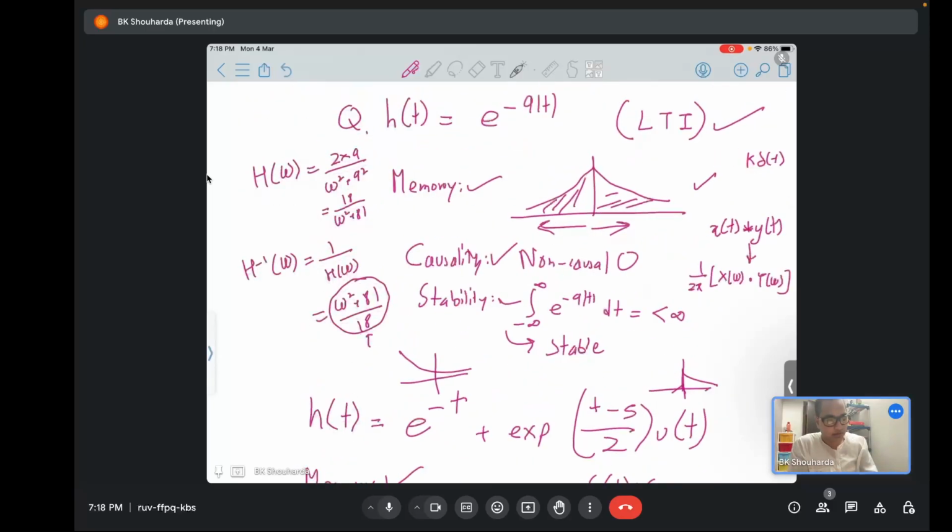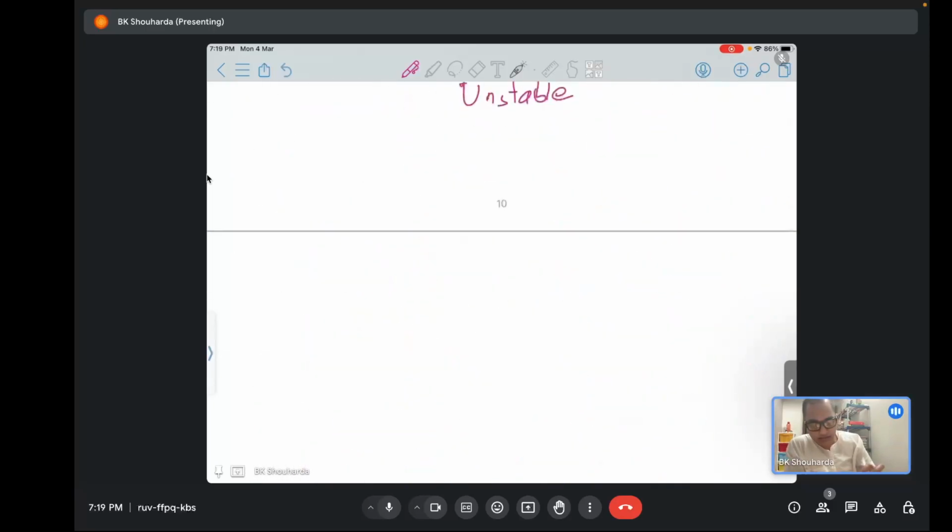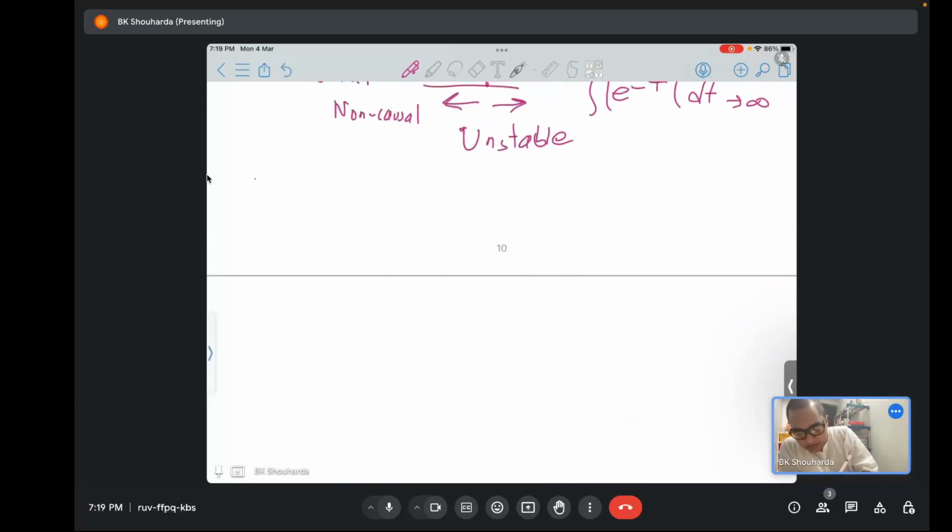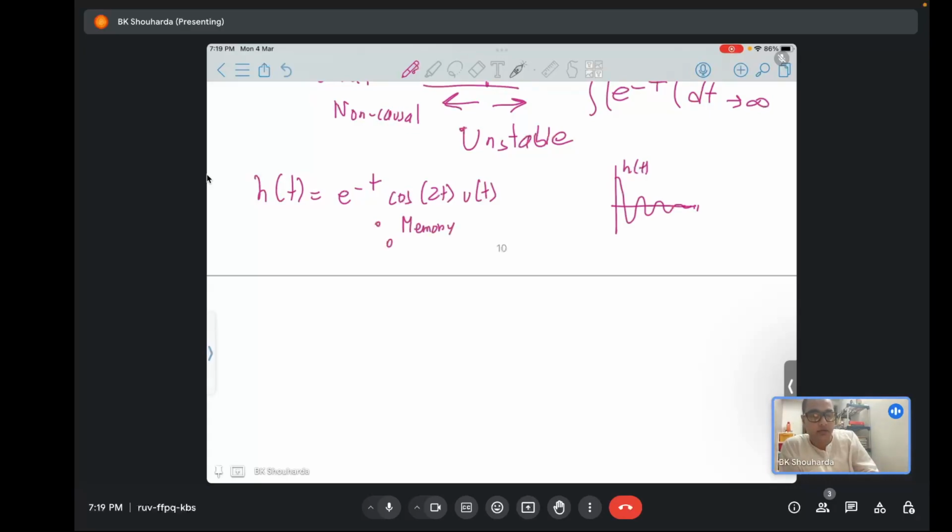All right, so let's look at another system. h(t) is e to the power minus t cosine 2t u(t). So how will it look? It will look something like this, h(t). This system is not of the form delta t, so it has memory. Causality: it exists only for t greater than 0, it's 0 for t less than that, so it's a causal system.